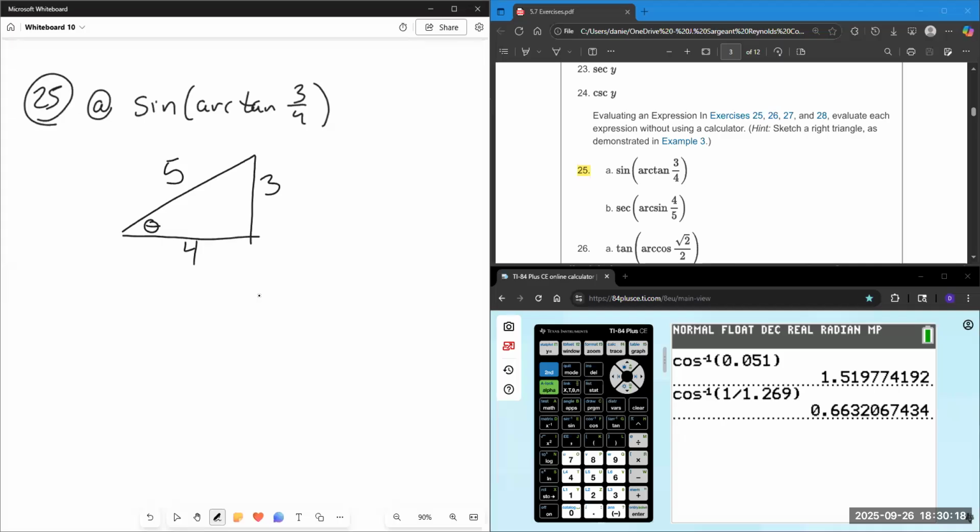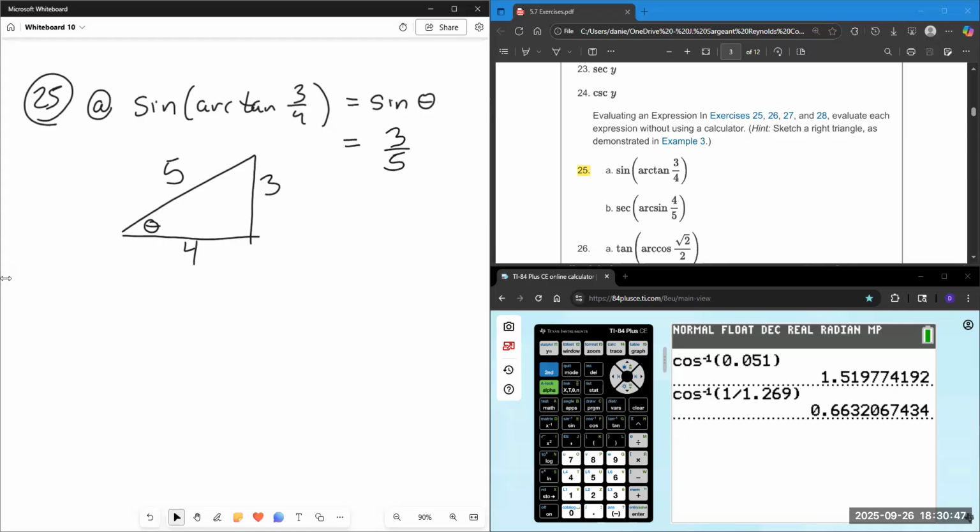Use the Pythagorean theorem if you need to prove to yourself that that's 5. But hopefully you know 3, 4, 5, 5, 12, 13, 7, 24, 25, 8, 15, 17 triangles, so you can just use those in these problems. So this is sine of the theta that I just defined with this triangle. So sine of theta is 3/5.